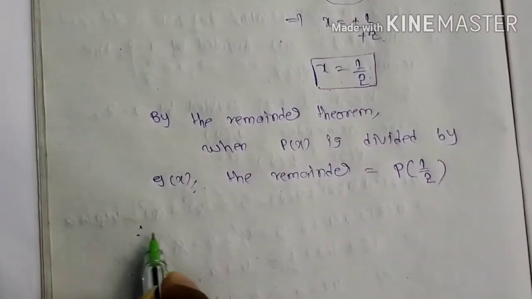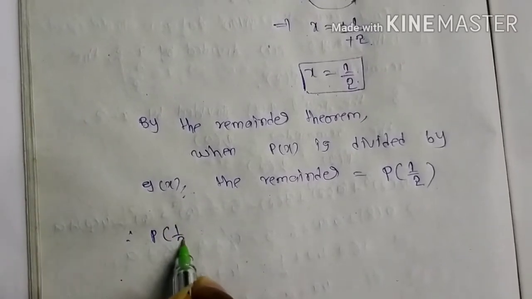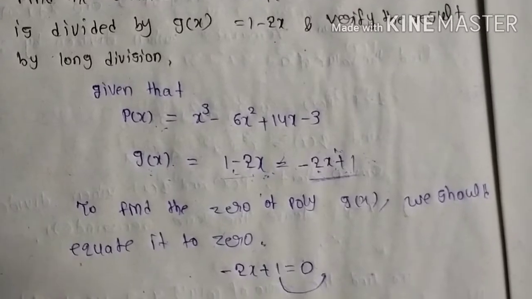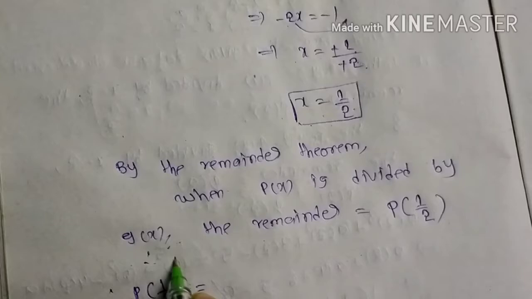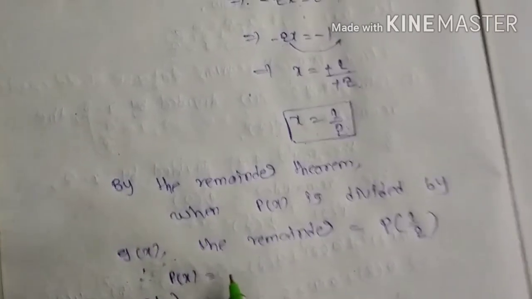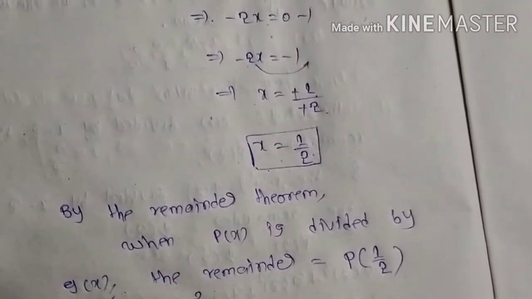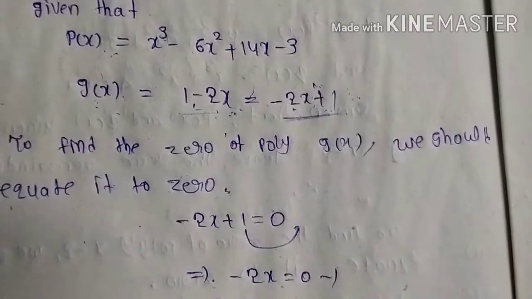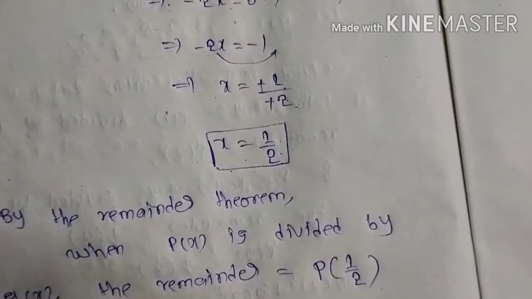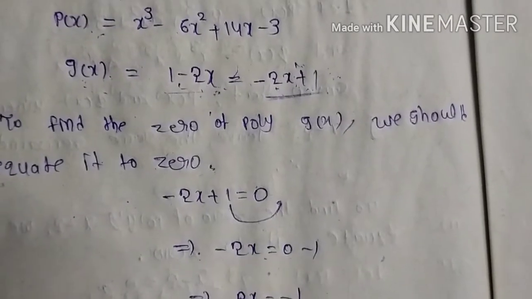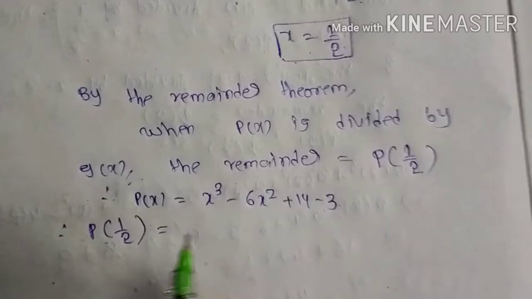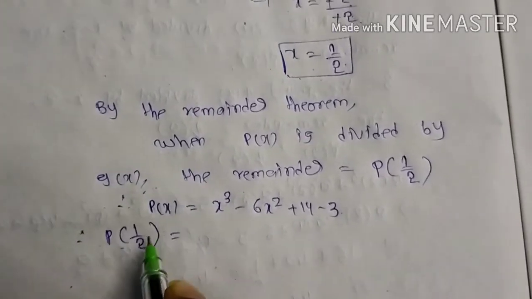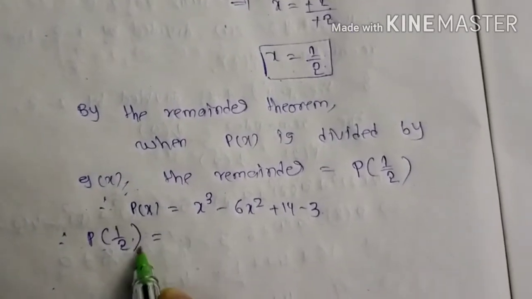That means I am writing here p of 1 by 2. What is the p of x? P of x is x cube minus 6x square plus 14x minus 3. See here I have written. Now I am substituting, instead of x I am writing 1 by 2. Once you can see here p of 1 by 2.